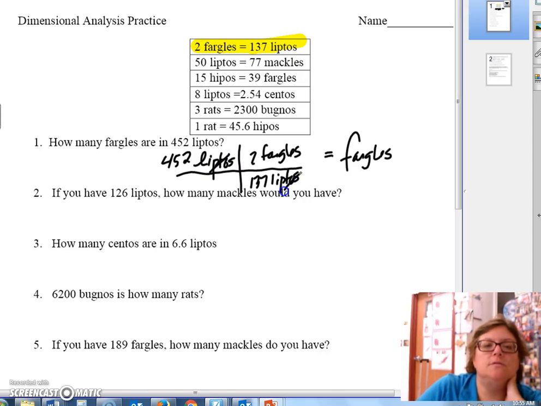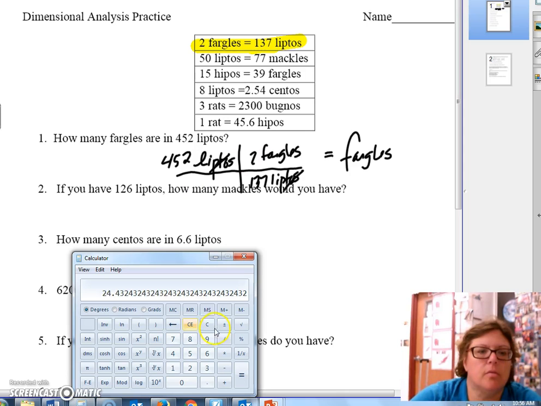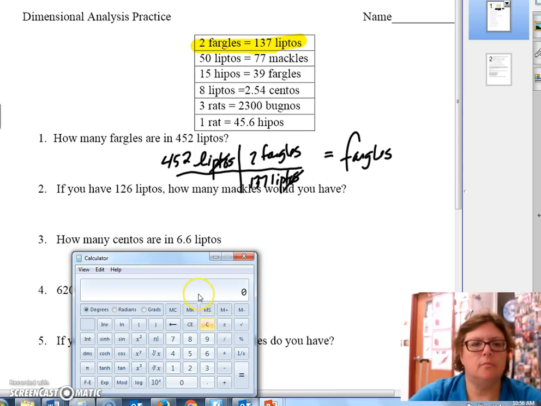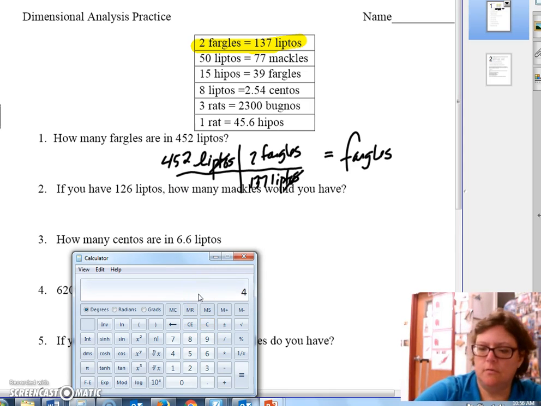Liptos cancels, and we're going to take 452 times 2 equals, and then we'll divide by 137. 6.6.